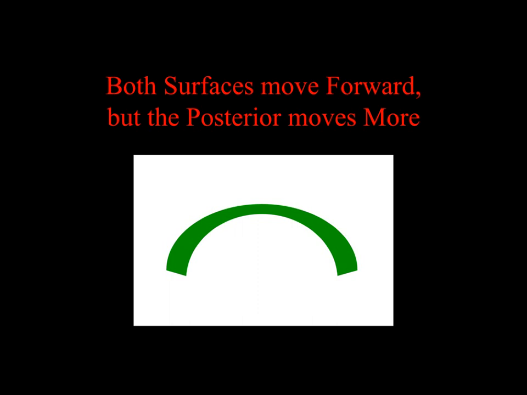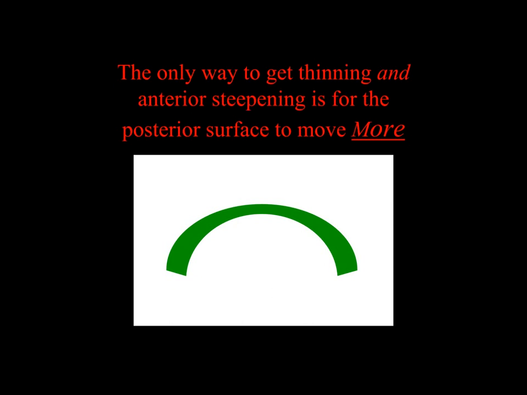So again, I just want you to think about that for a second, because we always talk about the importance of the posterior surface, and I've always said that to me it's a more sensitive as well as an early indicator of ectatic disease. But to get steepening and thinning, the only way is if the posterior surface moves more than the anterior surface. Again, it's just what I said. The only way to get thinning and anterior steepening is for the posterior surface to move more.